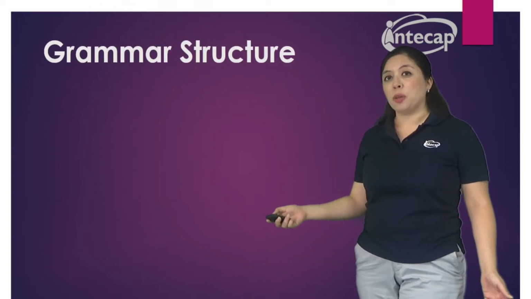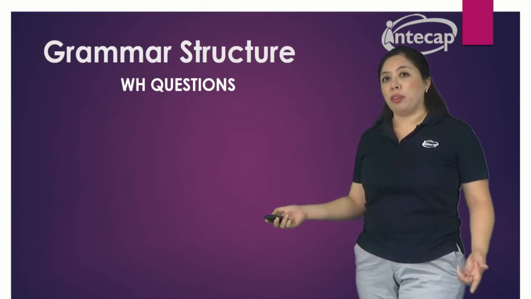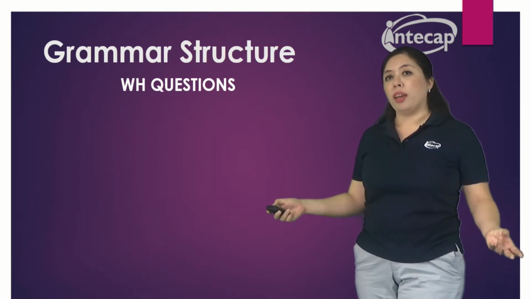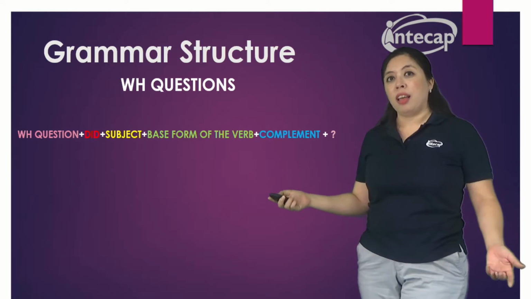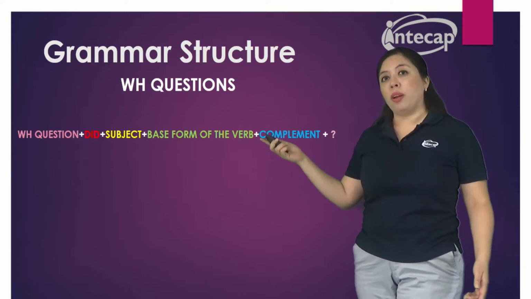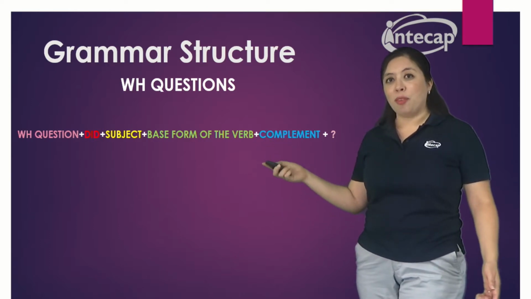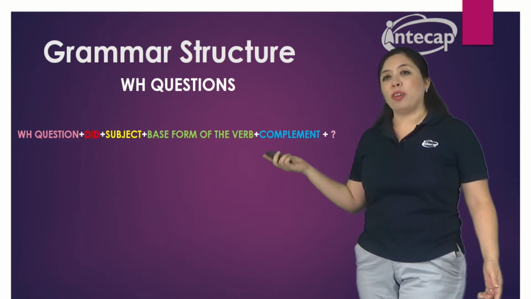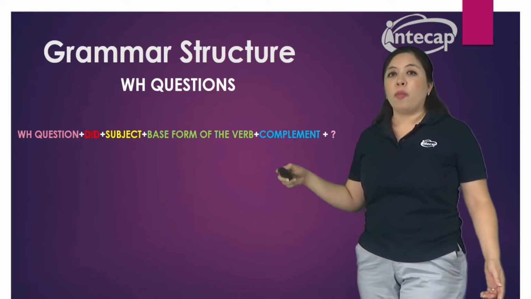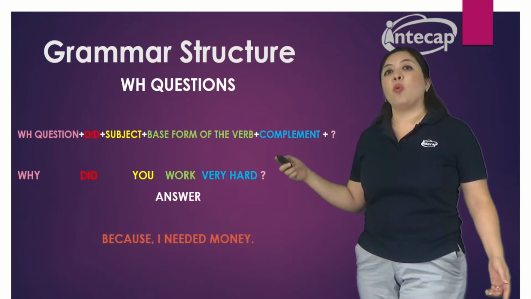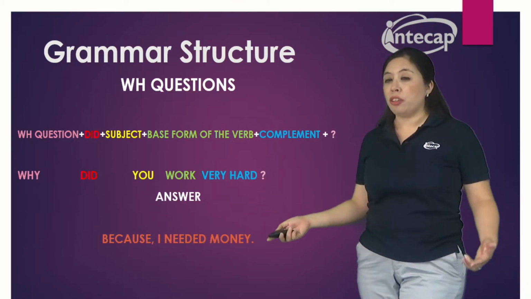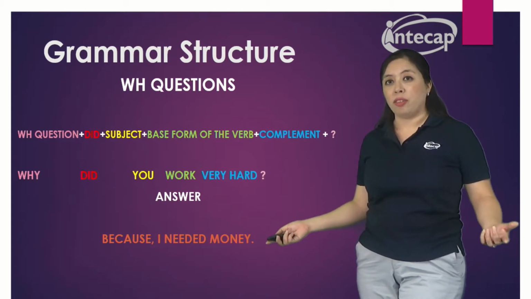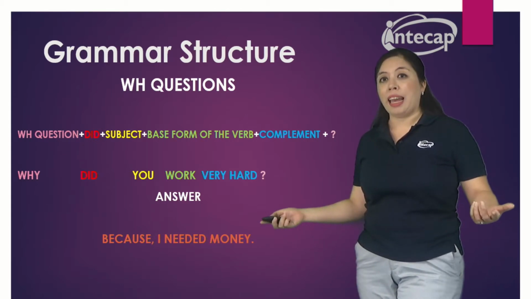Now we are going to practice WH questions. WH questions are who, when, why, how. For this structure we need WH word plus did plus subject plus base form of the verb plus complement plus question mark. For example, why did you work very hard? And the answer is not short, it's a complete answer. For example, because I needed money.